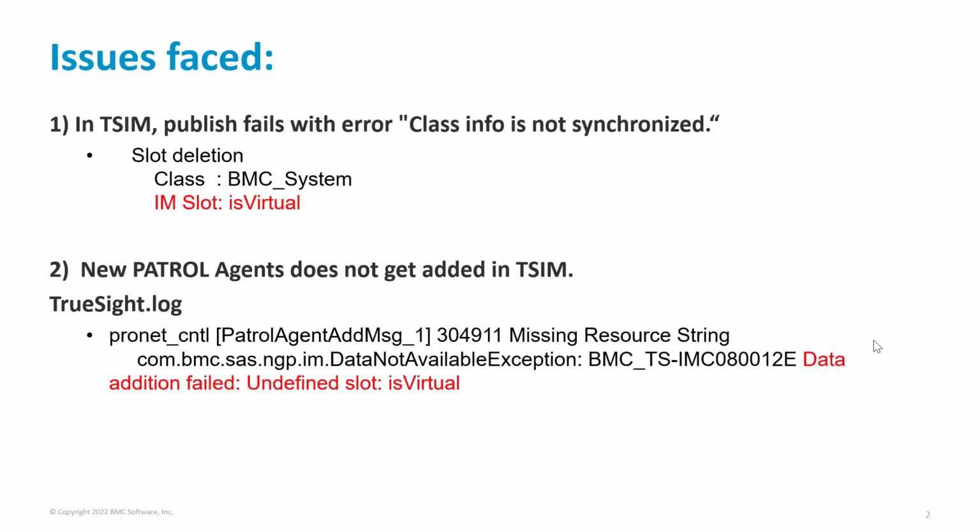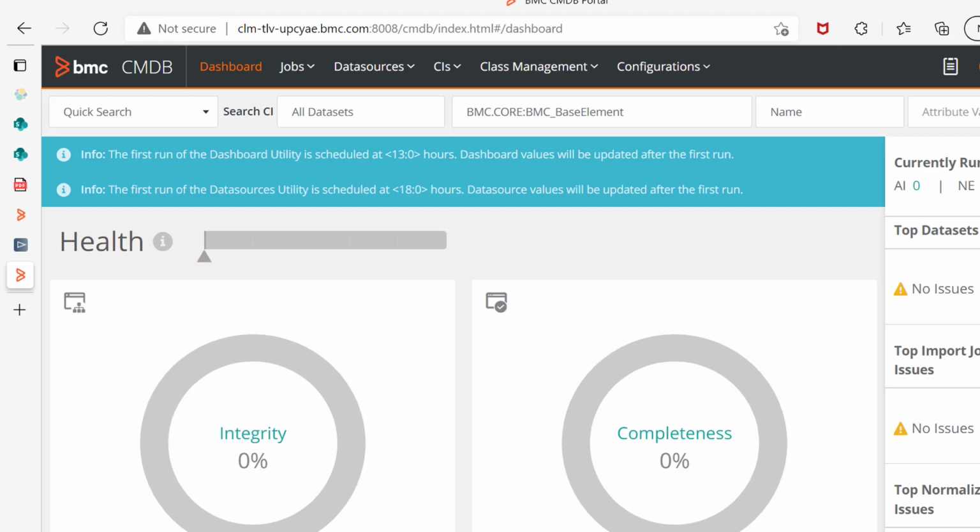Another issue one can see if the IsVirtual slot is not defined is that the new petrol agents do not get added in TrueSight. And in TrueSight.log, they can see an error like data addition failed, undefined slot IsVirtual. This issue is seen in the later versions of CMDB as the IsVirtual attribute has been moved from the class BMC system to BMC base element.